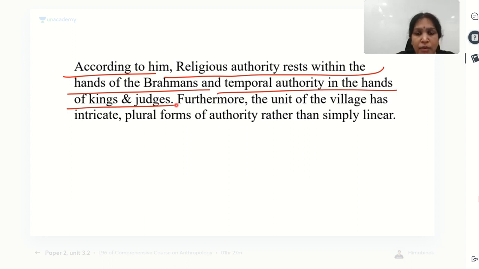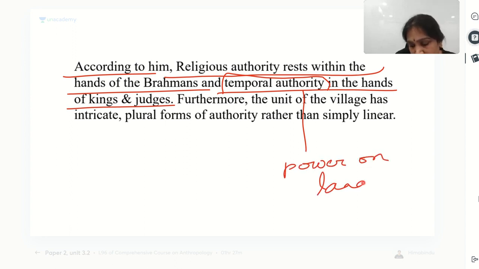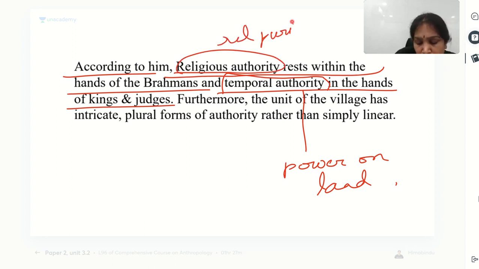Like the local dominant castes, temporal means related to land. Okay, temporal authority means authority on land. Power on land. Religious authority means religious purity. Who will have this religious authority? Higher caste, that is Brahmin. Who will have this temporal authority? Dominant caste. Okay, regionally it can be Lingayats, Khatri, Jat, Kamma, Reddy. Okay, dominant caste people.